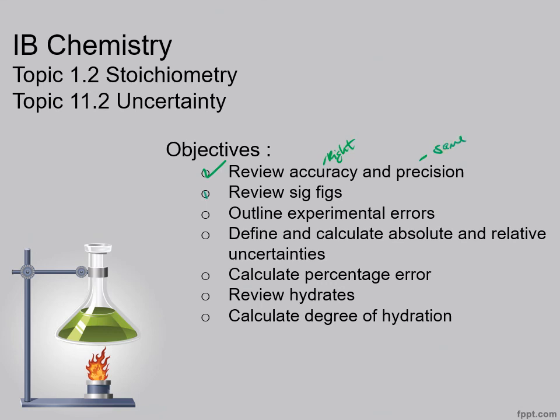We reviewed sig figs and all those rules. We outlined experimental errors. Experimental errors can be systemic or random. We defined and then calculated so many absolute and relative uncertainties. Absolute is what the scale or the thermometer says, plus or minus something. Relative is going to be that absolute uncertainty divided by our piece of data. We calculated percentage error, absolute value of literature minus experimental values over literature values times 100 to turn it into a percent. We reviewed hydrates. There are some ionic compounds that just stick to water. We calculated that degree of hydration, and that's a lab we're going to do in class.